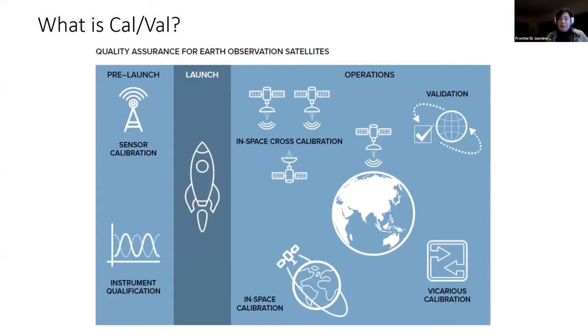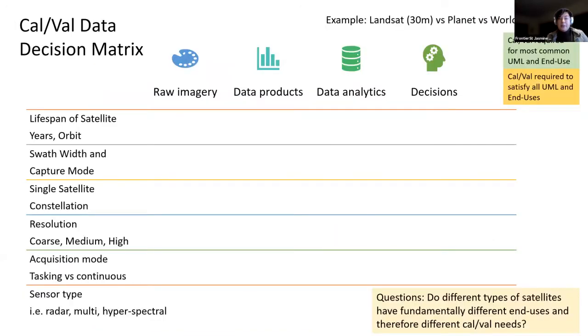So calibration and validation is important right at the start of the life cycle of a satellite sensor, before it goes into space, once it's launched. And we have different types of calibration and validation that will happen across that life cycle. But it's also important after you produce the raw imagery and through all life cycle stages of the data value chain. So here we have just a table showing the different data value chain or data life cycle stages and some of the characteristics of a satellite data set that you might need to consider at these different stages. So things like the swath width, the resolution and the acquisition mode, thinking about how having a constellation of satellites versus a single satellite might actually affect the information that you need to present back to your audience.